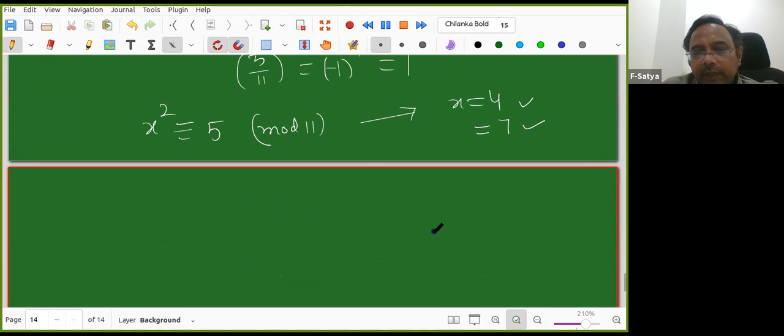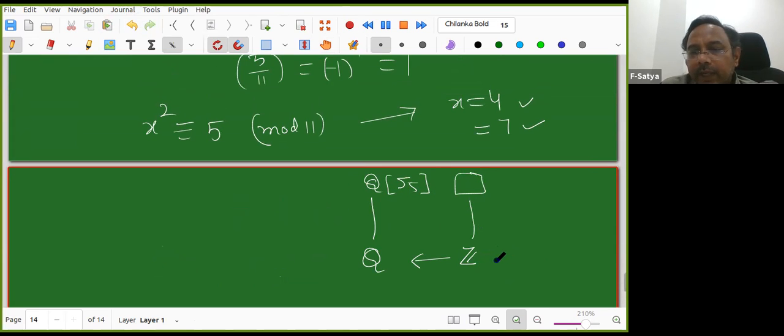So actually you have Z, the integers. From the integers you will construct a field Q. Above this there is some other field, for example Q of root 5. Then there is something called the ring of integers here. So how do the primes split here? When you go to a bigger ring, they are no longer primes.